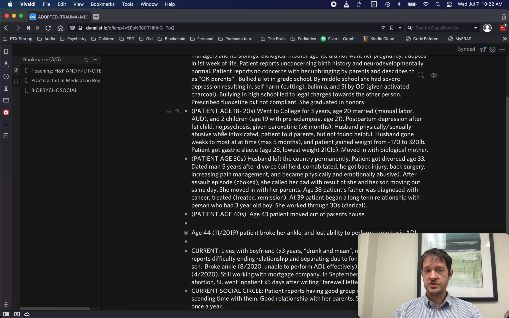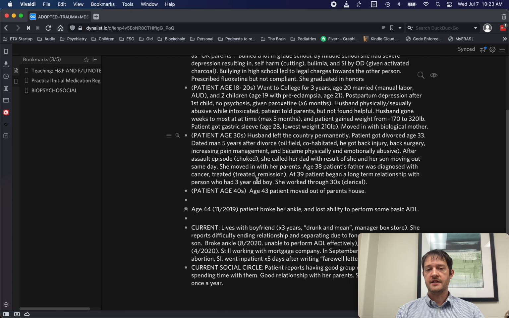Postpartum depression after first child, no psychosis. Given paroxetine, dose unknown, for 6 months. Husband physically and sexually abusive while intoxicated. Patient told parents, but not found helpful. Husband gone weeks at most, up to 5 months, and patient gained weight from 170 to 320 pounds. Patient got gastric sleeve at age 28, lowest weight 210, moved in with biological mother. And it just kind of keeps going forwards like that.